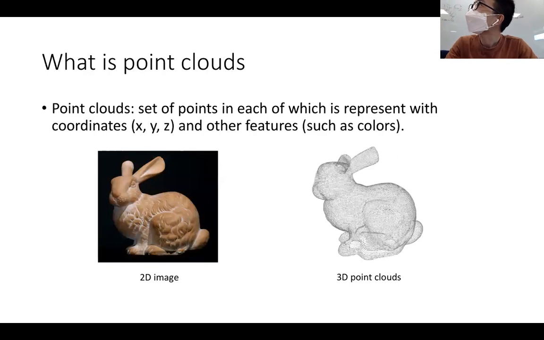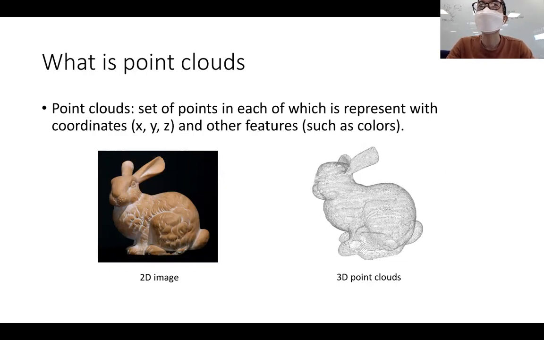So here is the difference between image and point cloud. A point cloud is a set of points, each of which is represented by coordinates and its features, such as color or normal vector. Here I show the difference between a 2D image and a 3D point cloud.